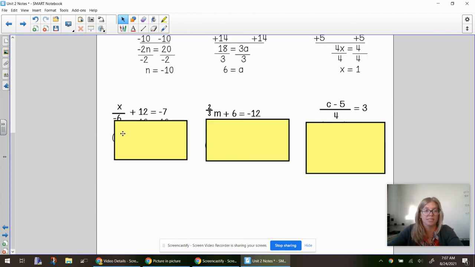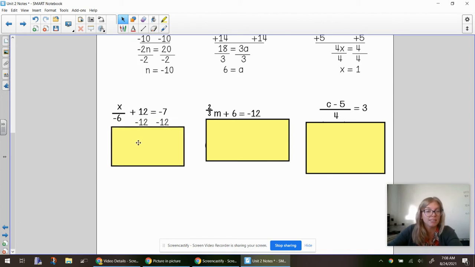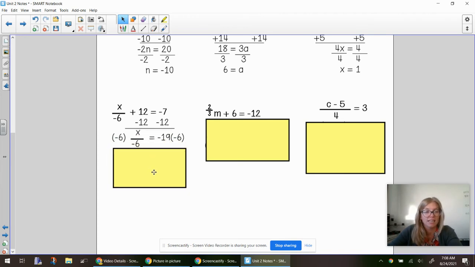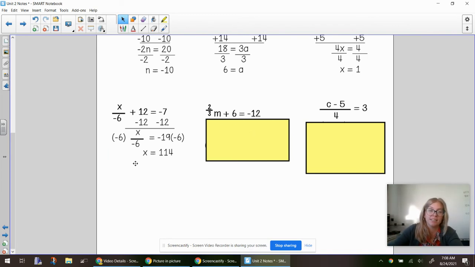Let's look at our last couple examples. Here I have x divided by negative 6 plus 12 equals negative 7. We are going to start by undoing addition and subtraction, so we'll subtract 12 on both sides of the equal sign. That gives us x divided by negative 6 equals negative 19. And to undo division, we are going to multiply. So I'm multiplying both sides by negative 6, and I get x equals 114.